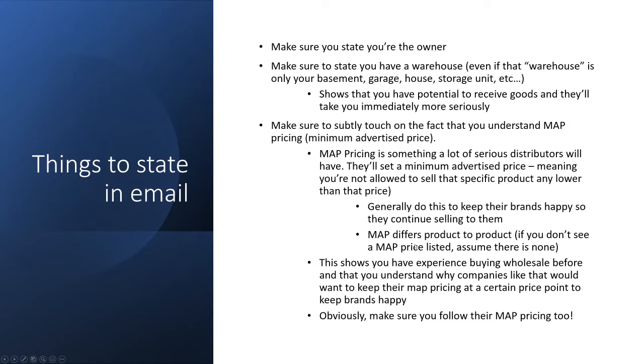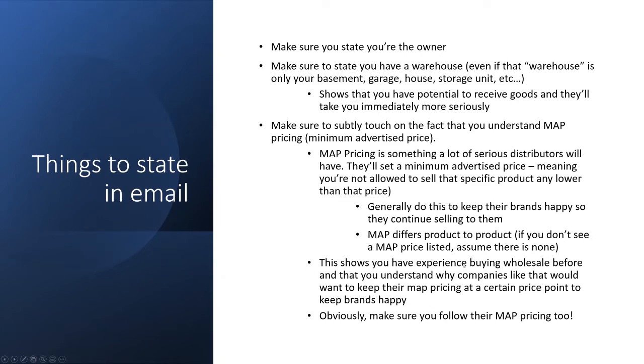And MAP differs from product to product. So it's not going to be like a distributor has a MAP pricing that's a blanket across all products, obviously. It's going to differ from product to product, okay? So if you don't see a MAP price listed on a certain product or product listing for that distributor, assume that there is none, if you've obviously talked to your rep and they've touched on MAP with you, okay? They will let you know the MAP pricing. I promise you that. Now, by basically subtly touching on the MAP pricing, as well as telling them that you're the owner of a warehouse, it shows that you have experience buying wholesale before, obviously, right? And that you understand why companies like them would want to keep their MAP pricing at a certain price point to keep the brands happy, right?